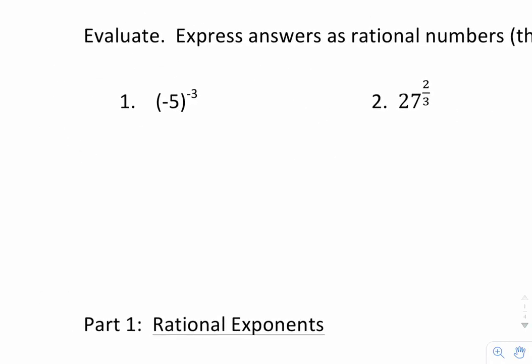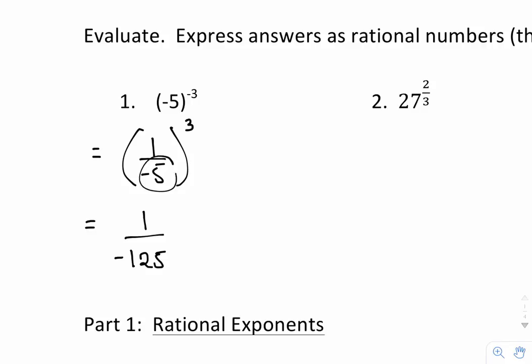We notice that we have a negative exponent, so the first thing I'm going to do is reciprocate my base. So instead of negative 5, I'm going to have 1 over negative 5, and that'll be the exponent 3. And then I cube both the numerator and denominator to give me 1 over negative 125. And again, I get that because the negative 5, if I cube that, gives me negative 125. So just to keep that in the back of your head.